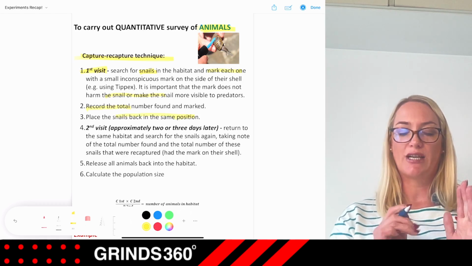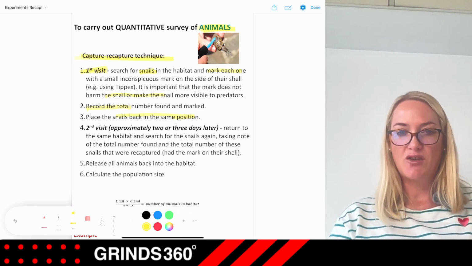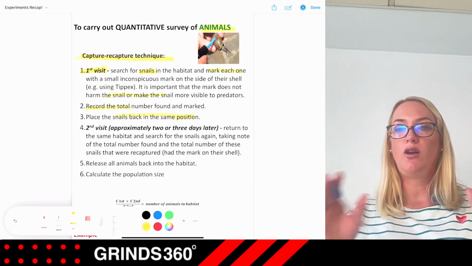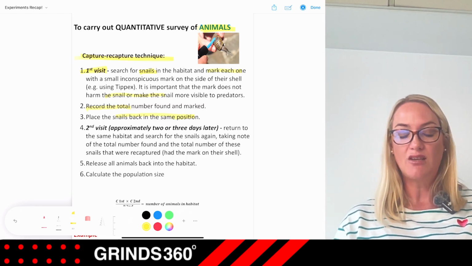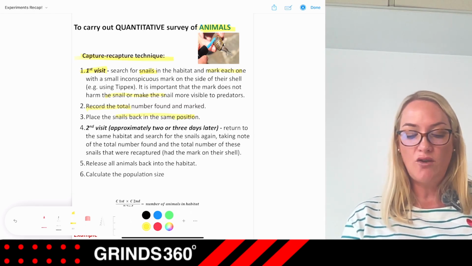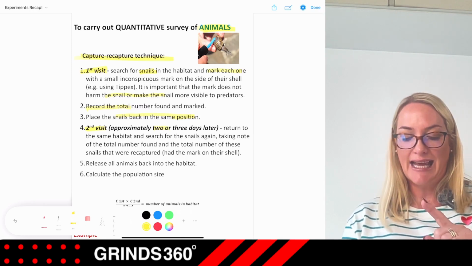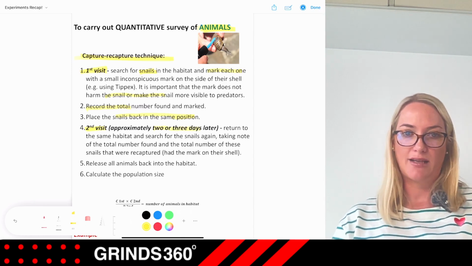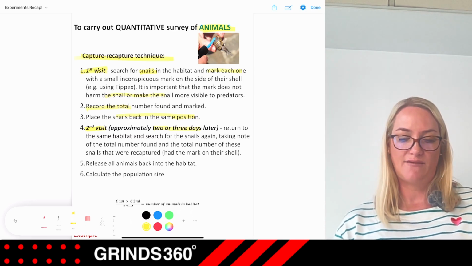So day one, that's your capture. Sorry, your recapture. So a couple of days later. We're not going a week because what's the chances of those snails still being there? Very slim. So 2 to 3 days later. When you mention and reference your second visit, do say how long you went back. So I went back 2 days later, okay, on my second visit.